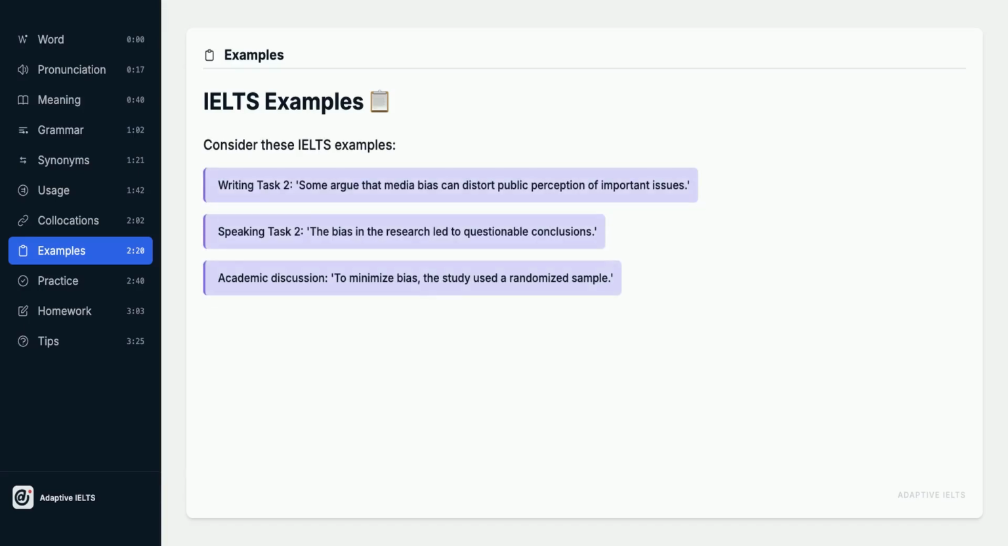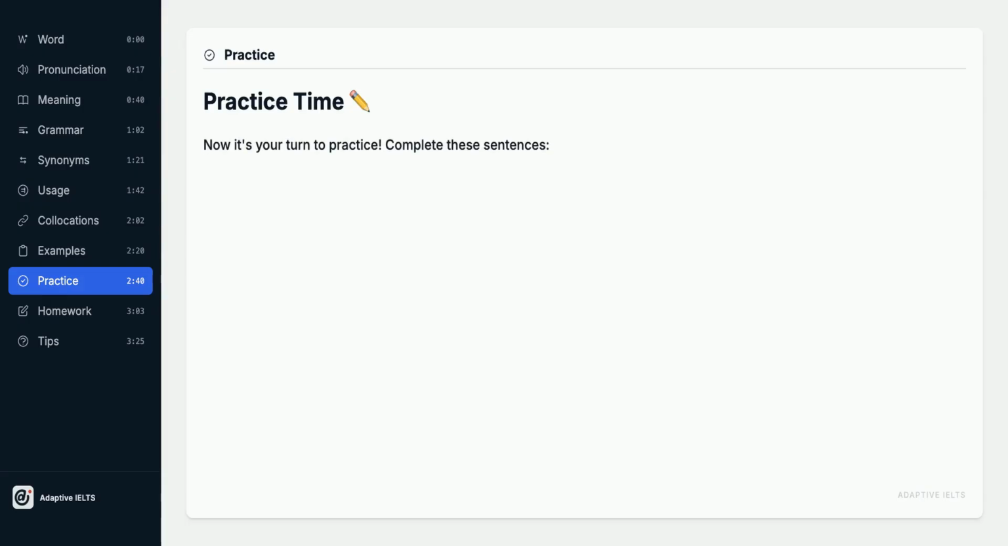Writing Task 2. Some argue that media bias can distort public perception of important issues. Speaking Task 2. The bias in the research led to questionable conclusions. Academic discussion. To minimize bias, the study used a randomized sample. Now it's your turn to practice.